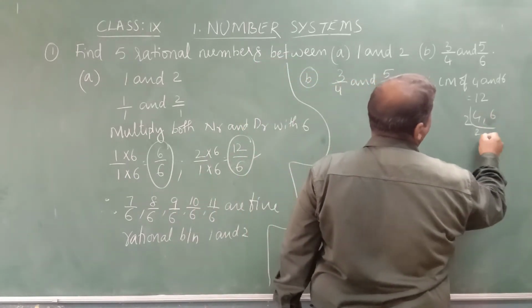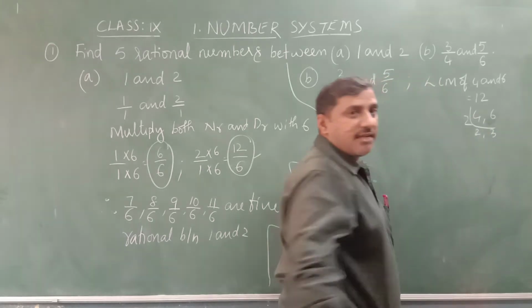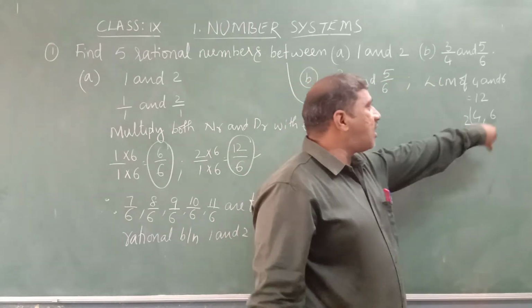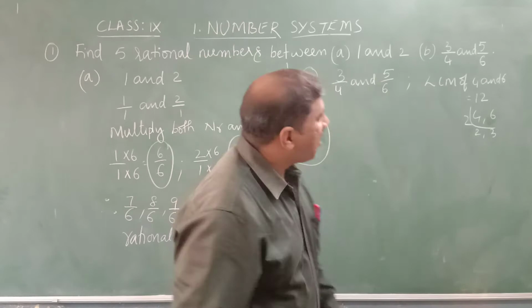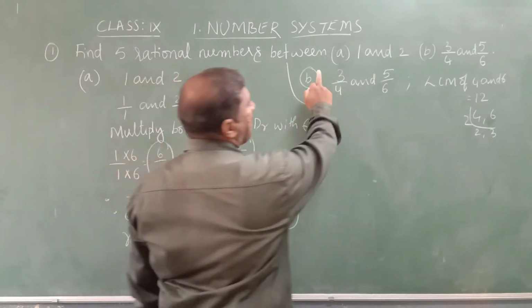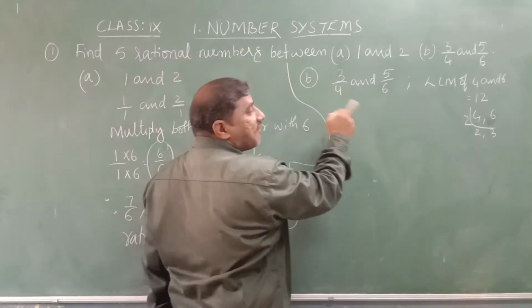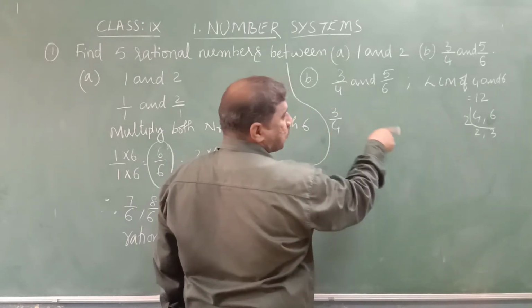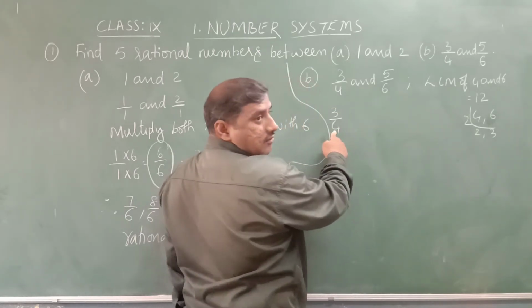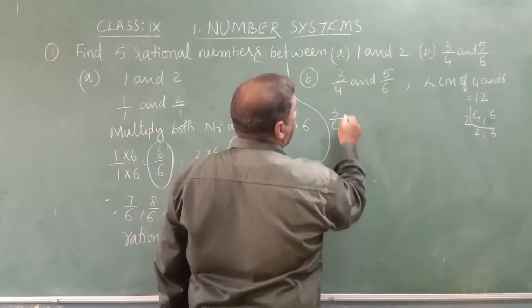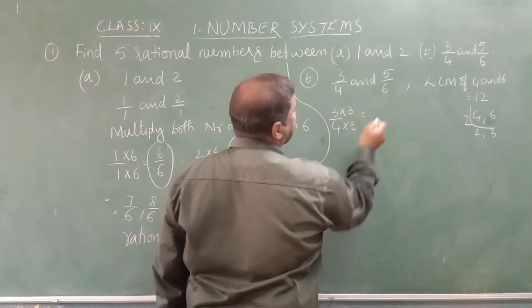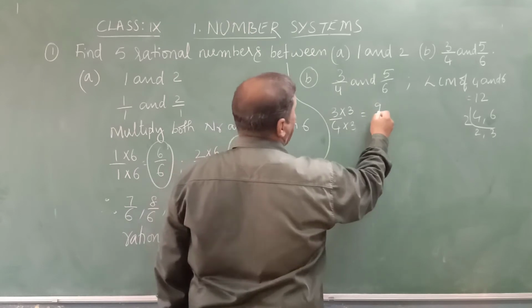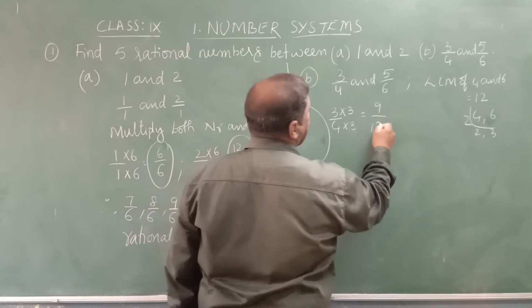2 2s are 4 and 2 3s are 6. Multiply 2 into 2 is 4, 4 into 3 is 12. 12 is the LCM. Now convert them to like fractions with the denominator 12. So 3 by 4: to get denominator 12, 4 is multiplied with 3 and the numerator is also multiplied by 3. 3 into 3 is 9, by 4 into 3 it is 12.